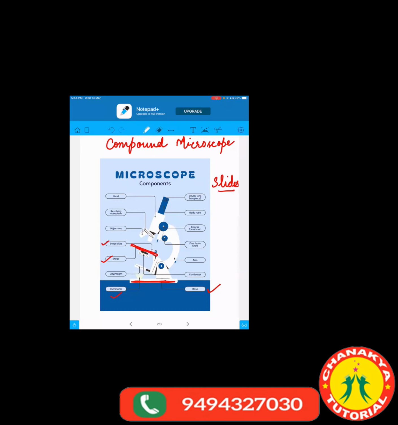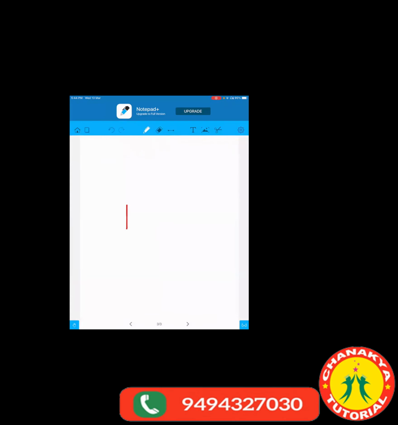And then the next one is the stage clips. So suppose for example this is the stage. This whole area is called the stage. Now, on this stage, there are two clips available like this. So, like this, two clips are there. These are called the clips.